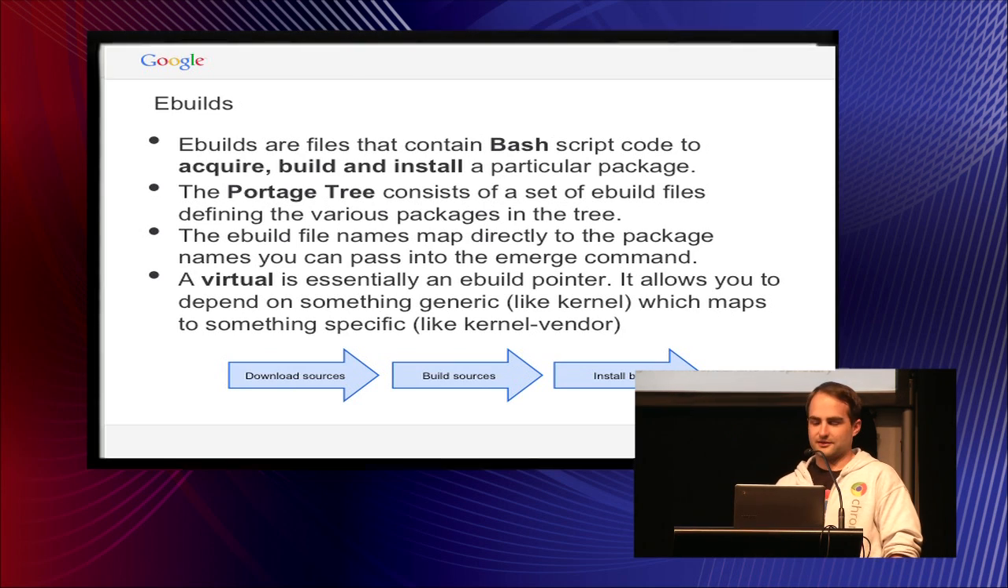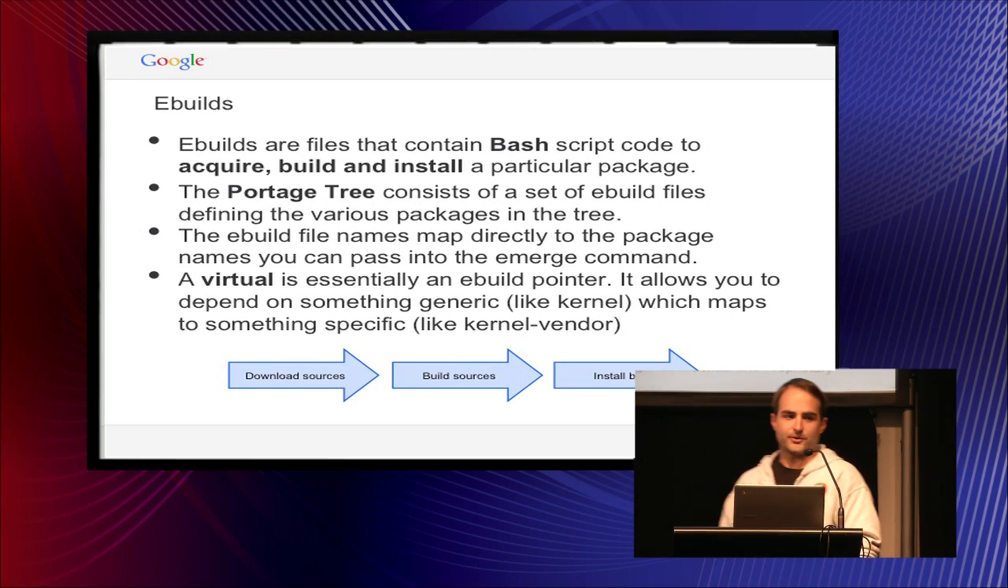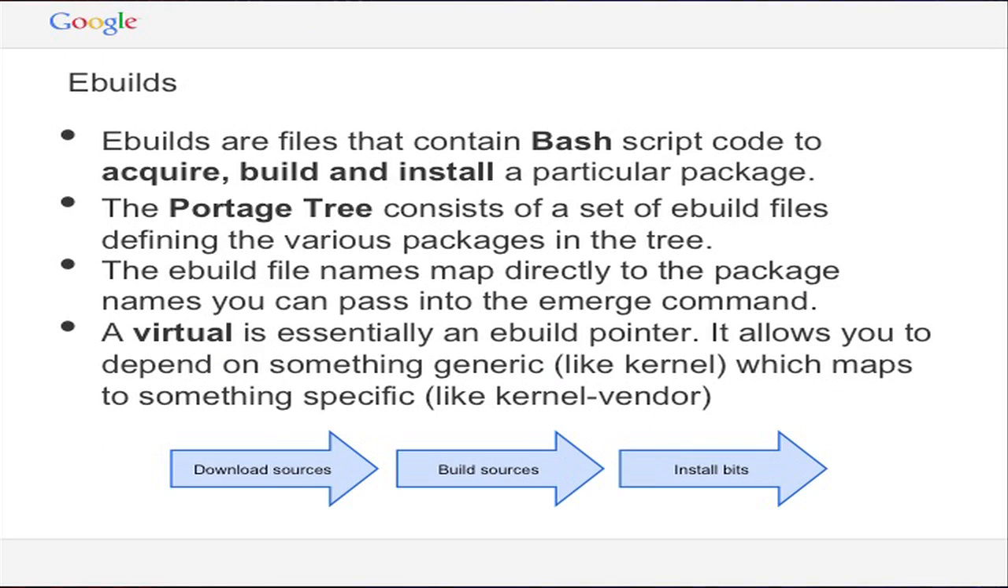Okay, so we said Portage is made up of a whole lot of things called ebuilds. What's an ebuild? It's basically just a bash script. It defines everything that it needs to know about the package to be able to build and install it. So it will say, where do I get the source? How do I build the source? What options do I need to put into it? And then how do I install it?